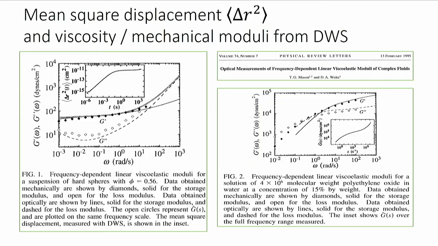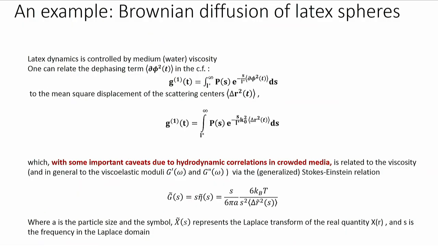I can also use this to extract the mean square displacement if I have particles that are scattering light. Then the interpretation depends on what I have. If I have particles that are scattering light, I can extract the mean square displacement of these scatterers. And from this mean square displacement, via the generalized Stokes-Einstein relation, I can calculate the mechanical modulus or the viscosity. In the easy case, you will do it with the glycerol, so it will be just viscosity.